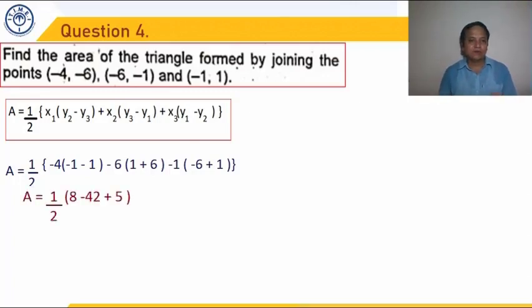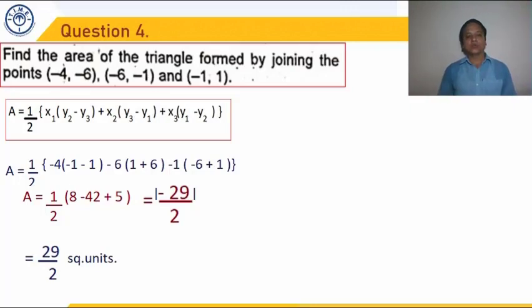Now this further becomes half of -4 into -2, which becomes +8, -6 into 7 becomes -42, -1 into -5 (since -6 plus 1 is -5) becomes +5. Now 8 plus 5 is 13, minus 42. 42 minus 13 is 29 with a minus sign. Now we put a modulus sign because area cannot be negative. It comes out to be 29 by 2 square units. So the area of the triangle is 29 by 2 square units.